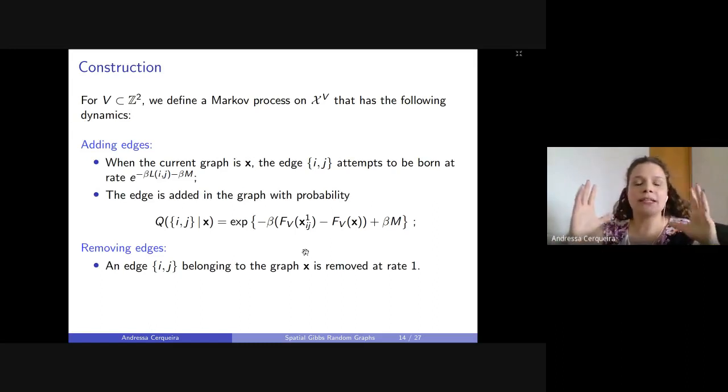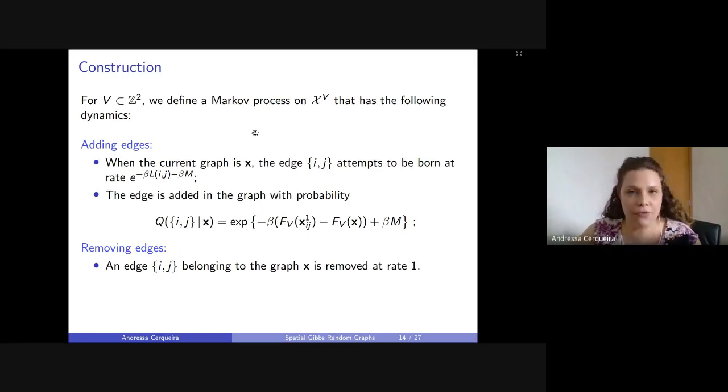To do that, I need to define a Markov process on the set of all graphs. So now I will construct a kind of evolution in the set of graphs. To do this dynamics, at each time I'm just going to change one edge in the graph. This is why I was just looking at the difference when I have or when I don't have the edge in the graph, because at each time of this process, I'm just going to change one edge in the graph.